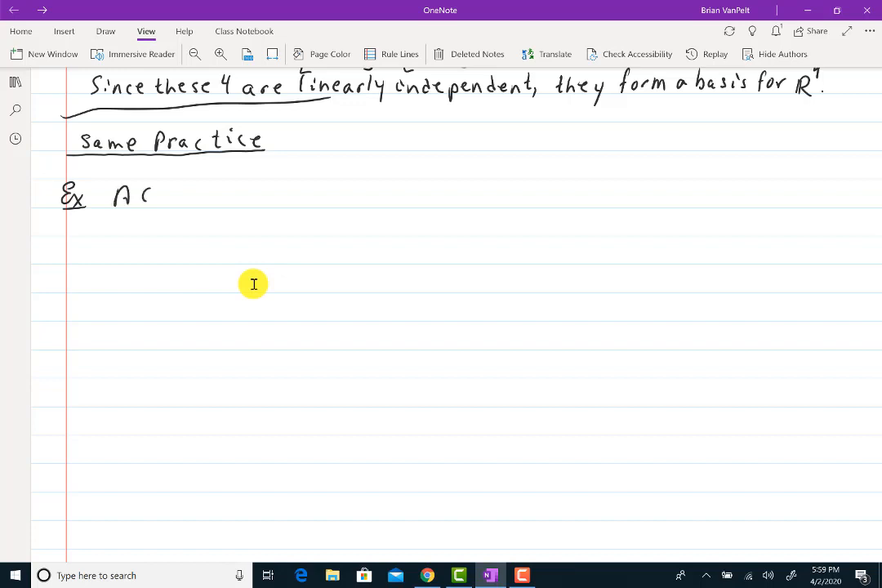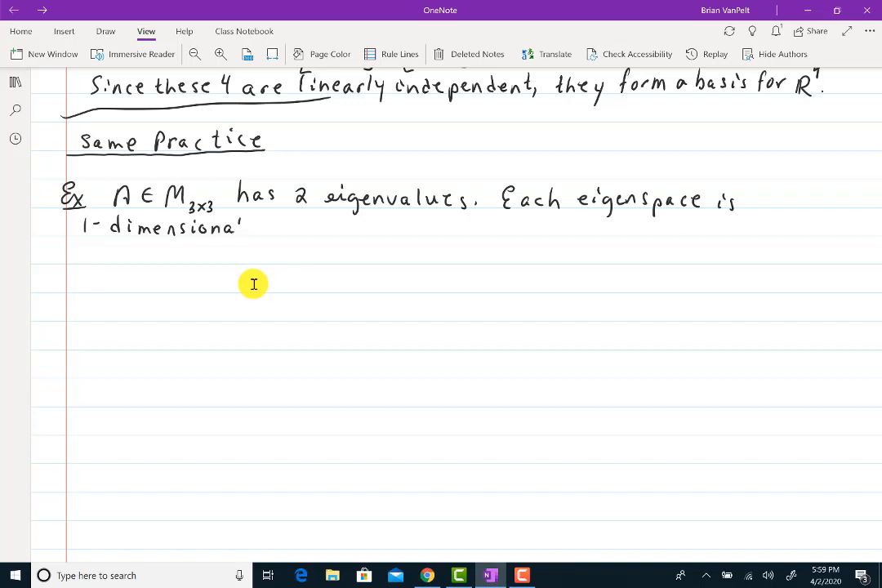So I'm going to start with, let's say A is a 3 by 3 matrix, and it has 2 eigenvalues. Each eigenspace is one-dimensional. Is A diagonalizable?